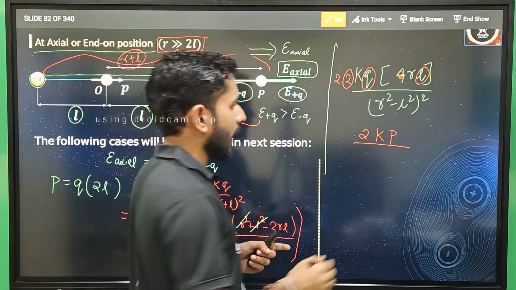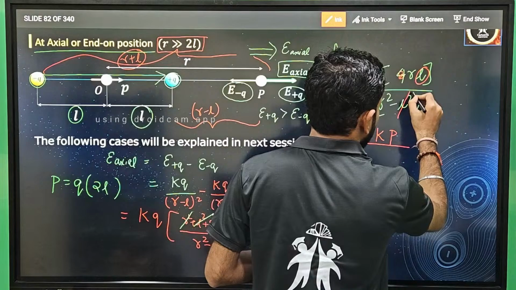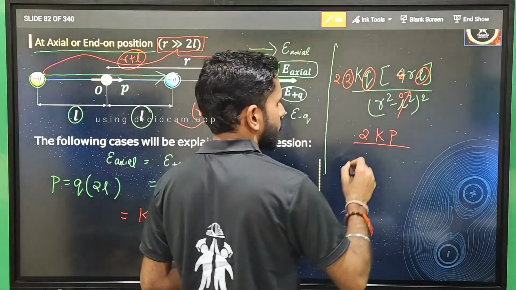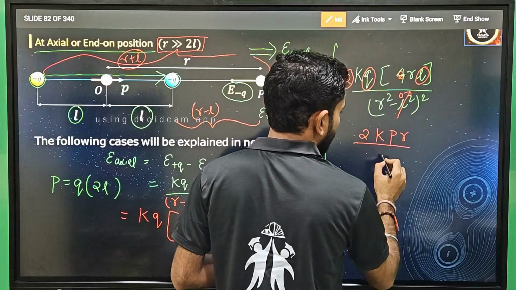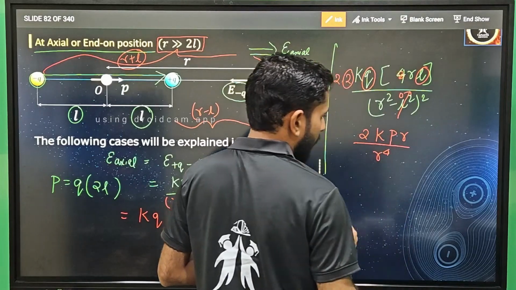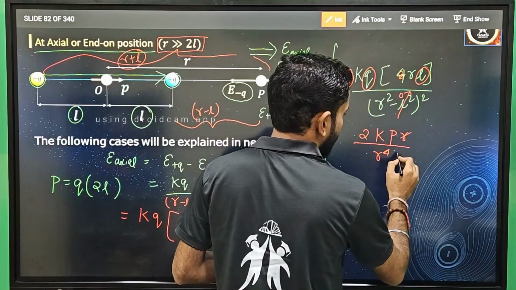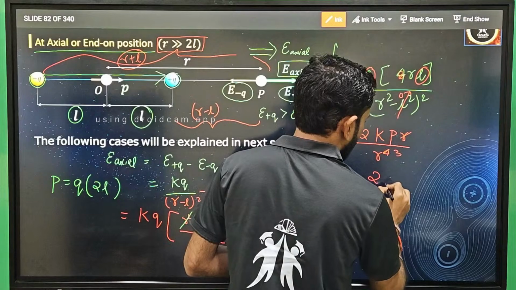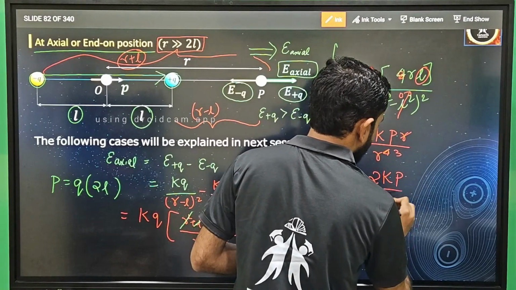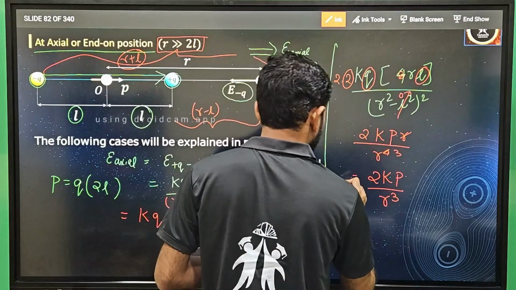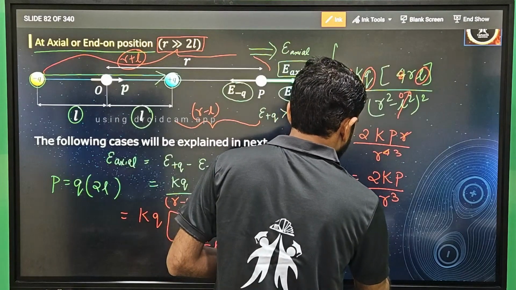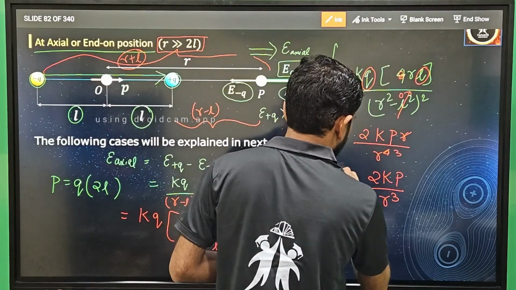So what I will do here, I will simply neglect. That means this term is tending to 0. It is very small. And here it is a term of R. That means in the denominator now it will become 4 power R. This R and this will get cancelled out. What will be left? It will be left 2kp divided by R cube. 2kp divided by R cube. This is the formula that you have to remember for an axial position.